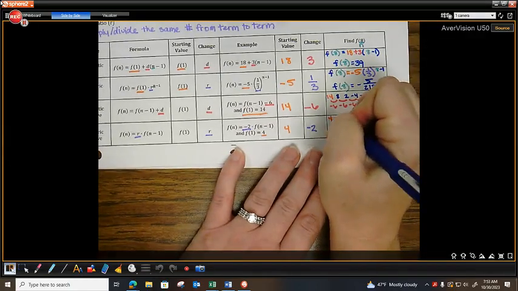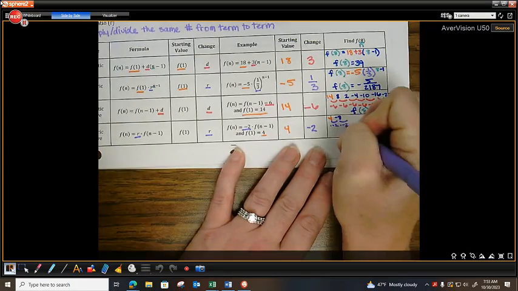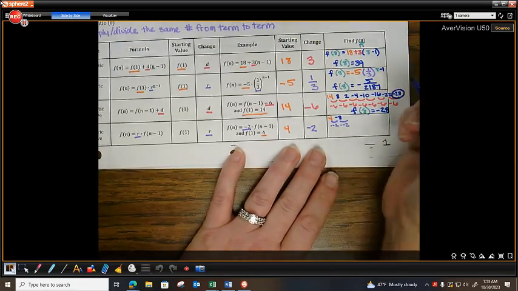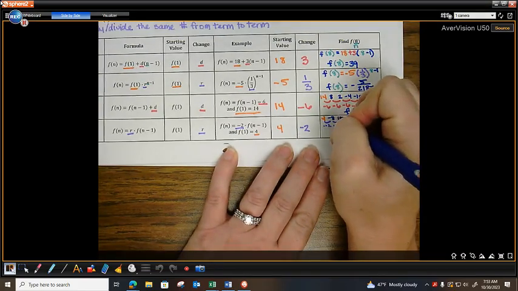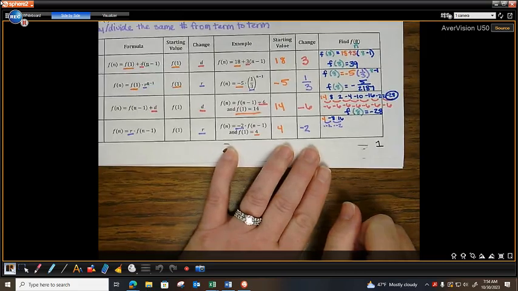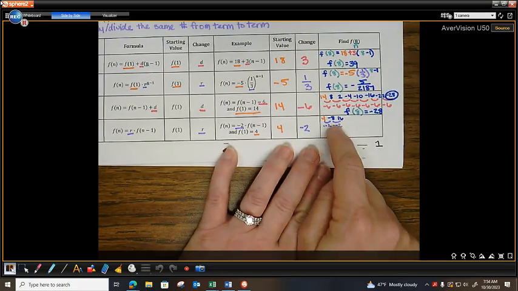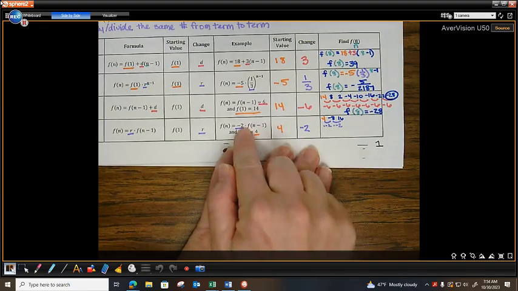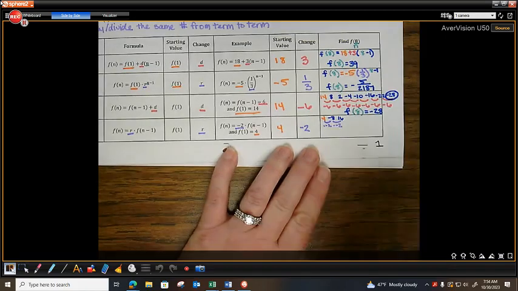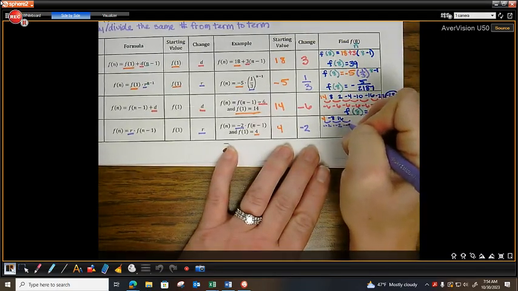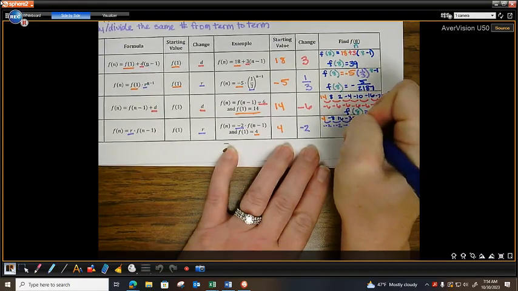Negative 8. Well, that's only the second term. I want the 8th term. So times negative 2. What does that give me? Wait, so you're doing 4 times negative 2? Uh-huh. Your starting value, and then multiply by your change. And why am I multiplying? Because it says times in my formula because it's geometric. Times negative 2, and that gives me negative 32.